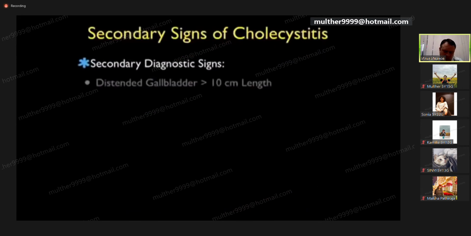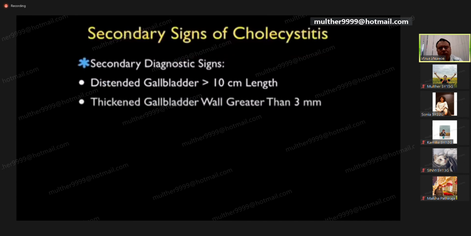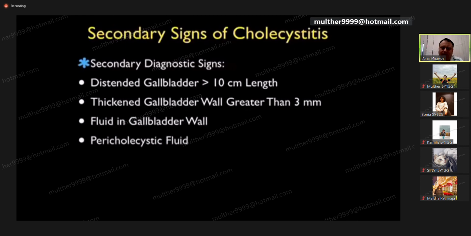Now, there's multiple secondary signs of cholecystitis that we should go through, and these include a distended gallbladder greater than 10 centimeters in length, a thickened gallbladder wall that's usually mentioned as greater than 3 millimeters in width. Also, one may be able to see fluid in the gallbladder wall or edema within the gallbladder wall, as shown by a stripe of fluid within the wall, between the layers of the gallbladder.